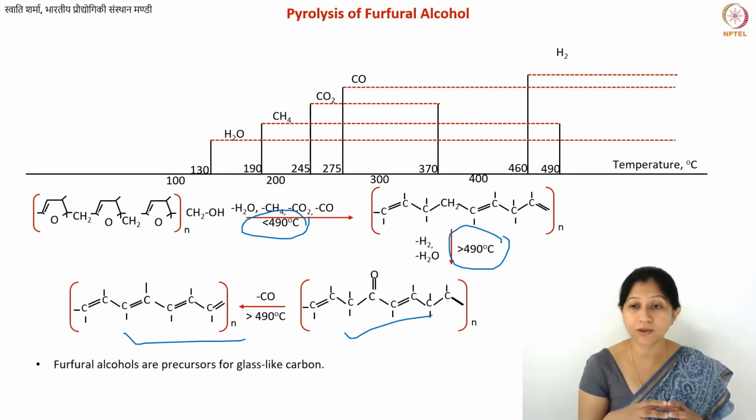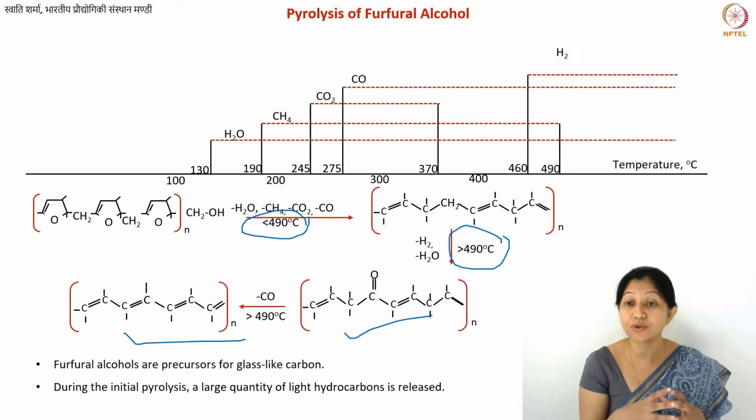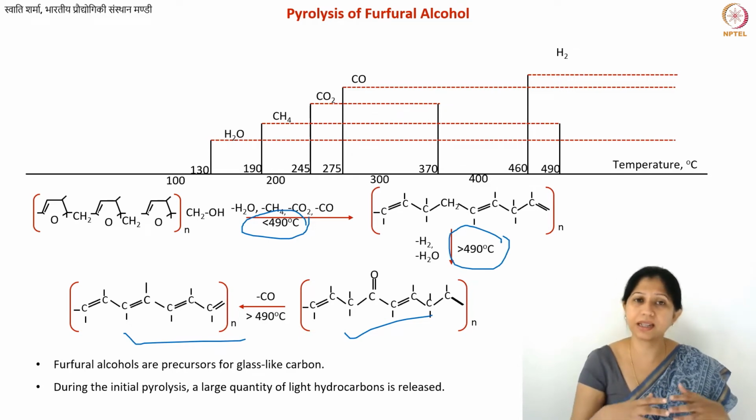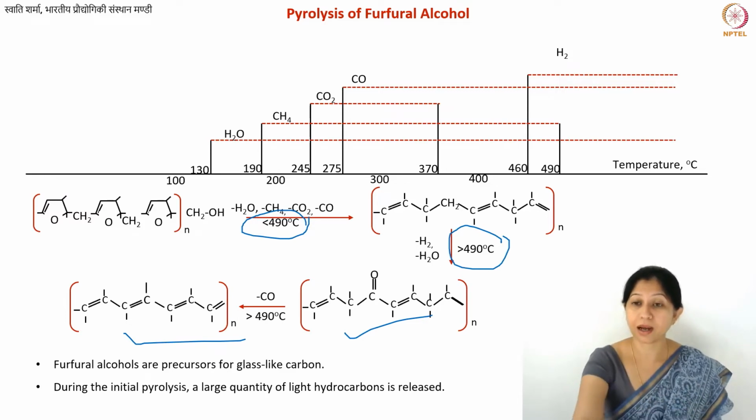Again, what do we use it for? This is also a precursor for glass-like carbon. And this is relatively inexpensive compared to phenol formaldehyde resins, so we utilize that. Now you will see that during the initial pyrolysis, you do have a lot of weight loss in the case of furfural alcohol. So you see that there are a lot of gaseous products being released from this kind of chemical molecules.